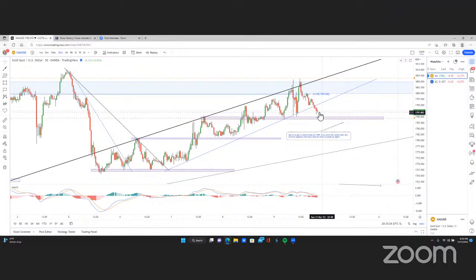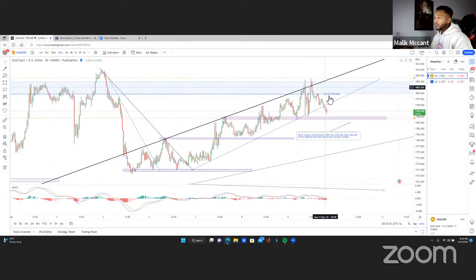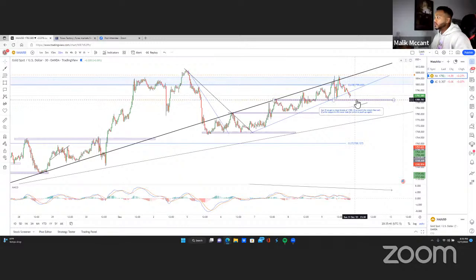Okay, great. Now, if we get some kind of support around here, then we can expect price to push back up, and then we have to be patient and see what it does. He's saying watch it around 7. I'm saying watch it around this purple zone. So 1789.